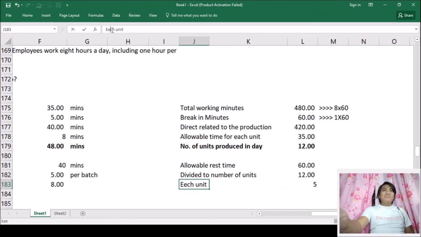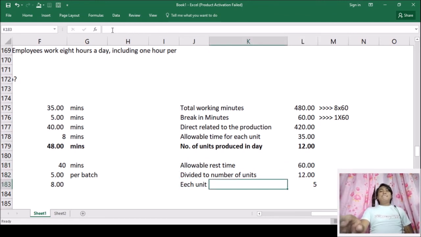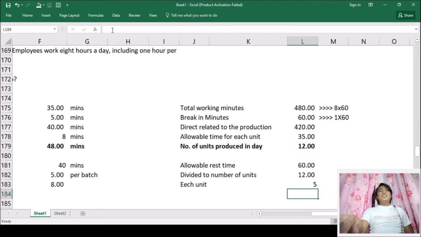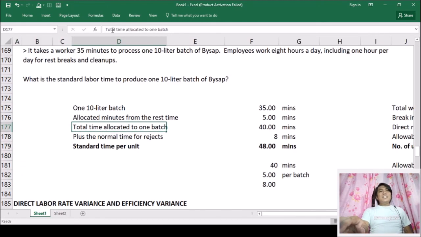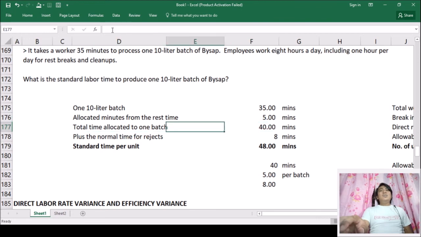This is important to compute first so that we can determine how many minutes go to each product produced. The allowable rest time is 60, from above. And then, we divide it by the number of units, 12. 60 over 12, meaning each unit absorbs 5 minutes of the rest time. So that's why the allocated minutes from the rest time is 5 minutes. So the total time allocated to one batch is 40 minutes.